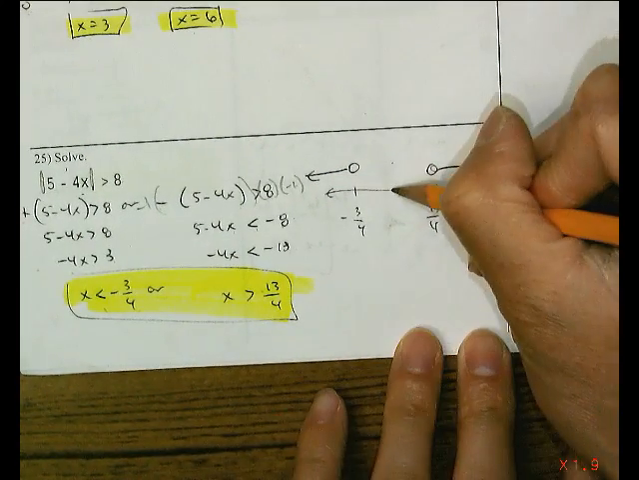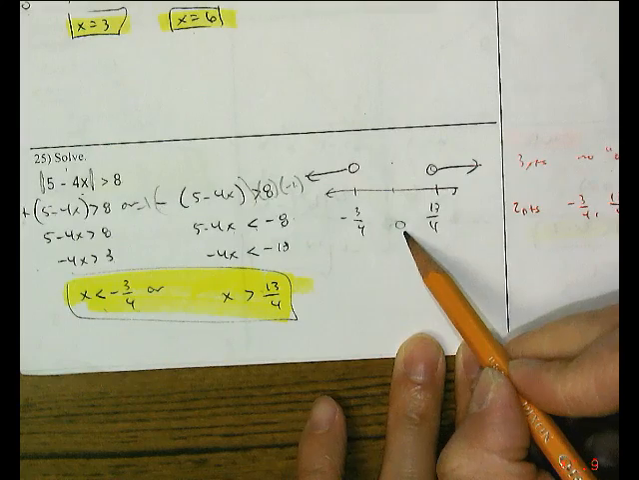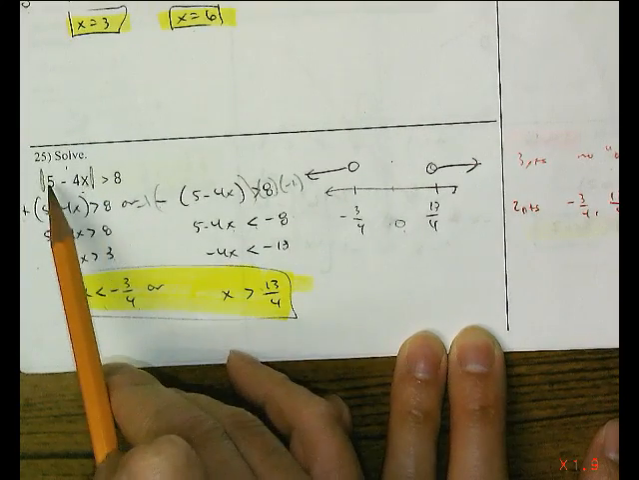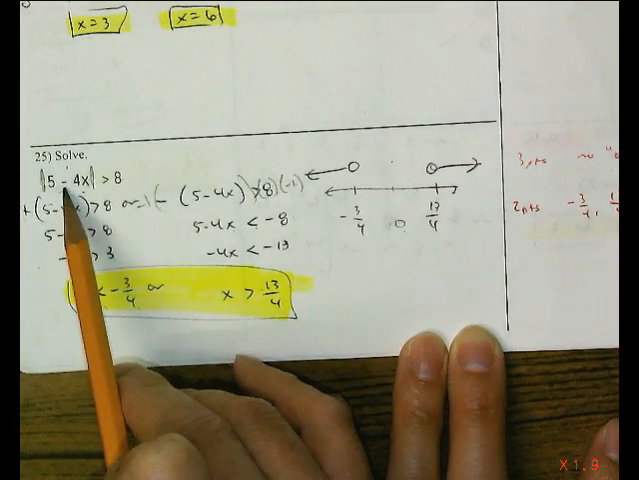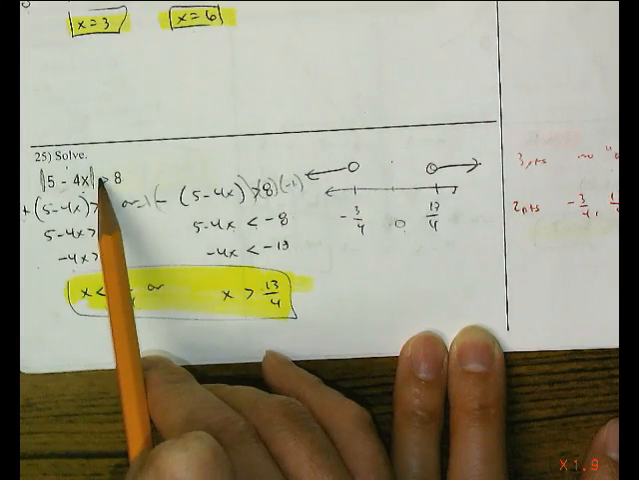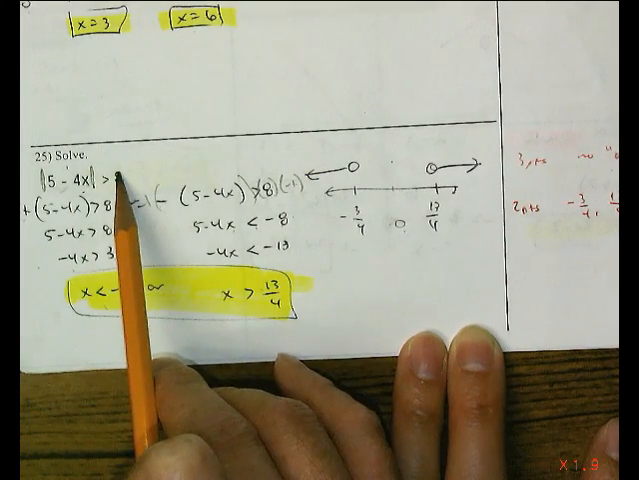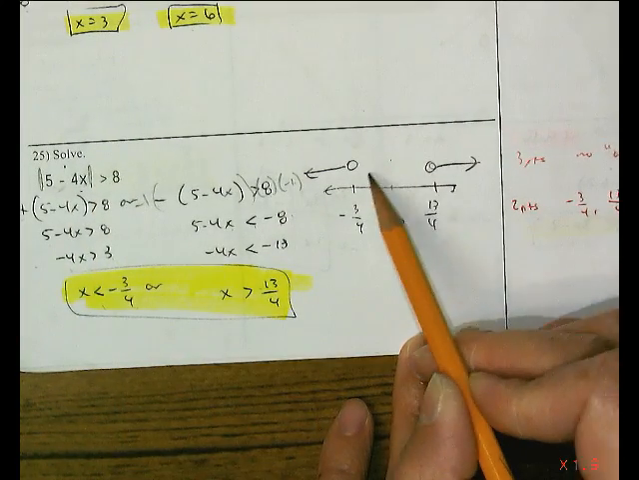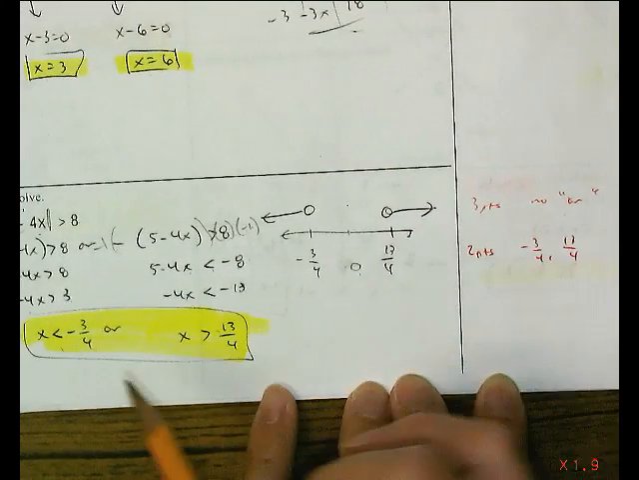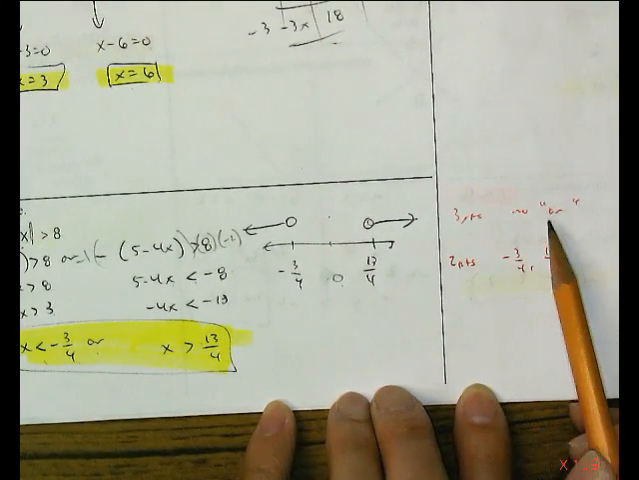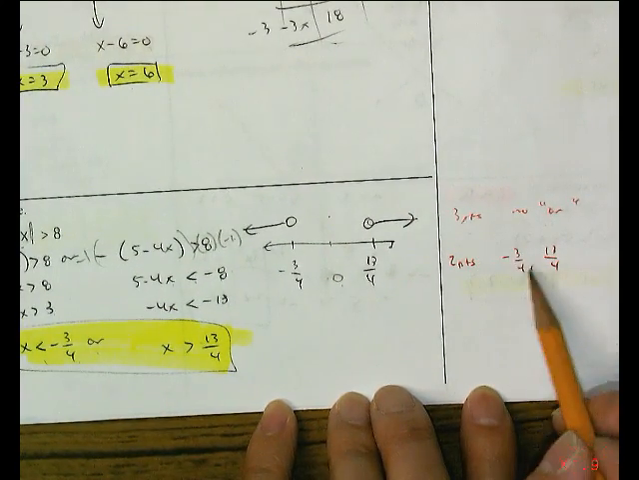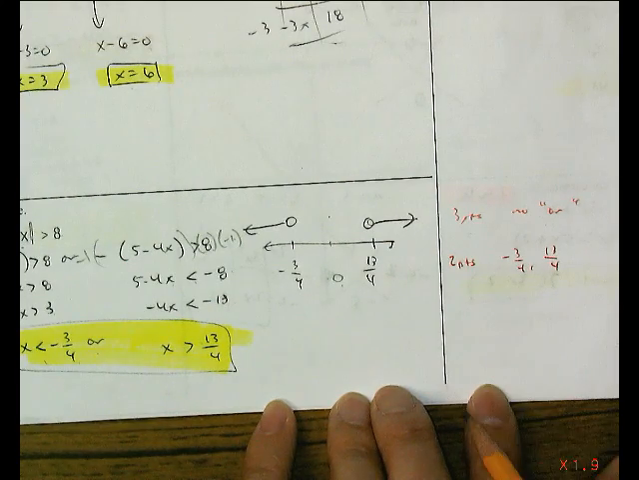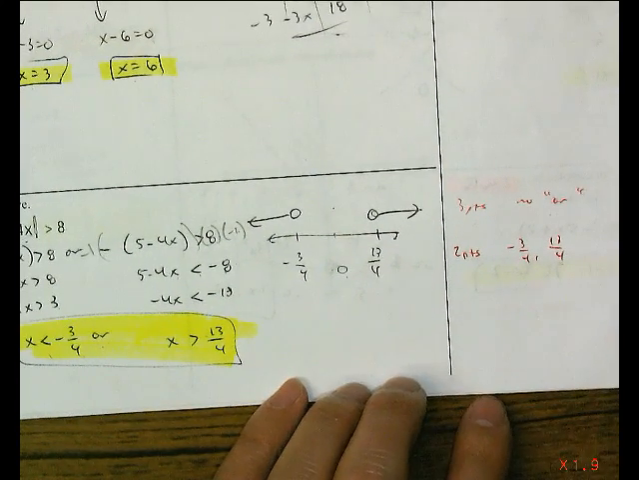Let's just say you pick 0. You substitute in 0. 5 minus 0 is 5. Absolute value of 5 is 5. 5 is greater than 8? That's false, which means you shouldn't have any graph in between. So if you forgot the word or, I took off a point. If you just solved for negative 3/4 or 13/4, I gave you only 2 points. Hope this was helpful for you to be successful in the future.